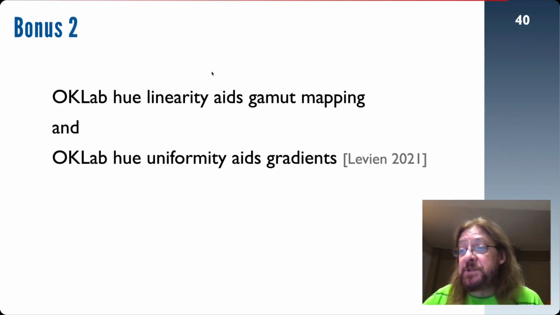Also, the hue uniformity means we get better gradients too, which is good news for CSS gradients, and also for CSS Color 5, things like color-mix.